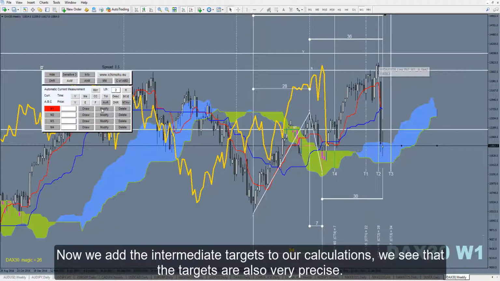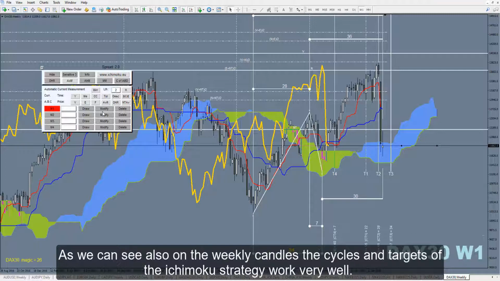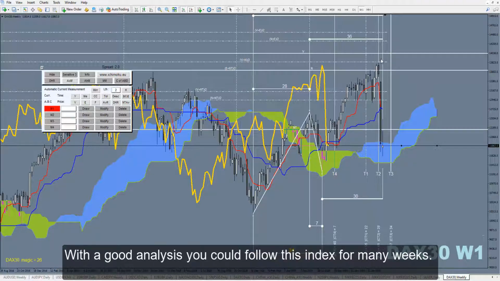Now, we add the intermediate targets to our calculations. We see that the targets are also very precise. As we can see, also on the weekly candles, the cycles and targets of the Ichimoku strategy work very well. With a good analysis, you could follow this index for many weeks.